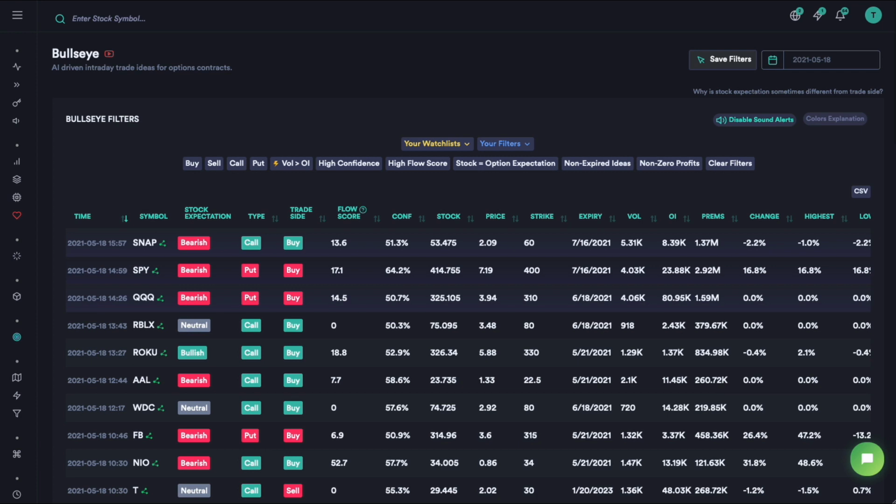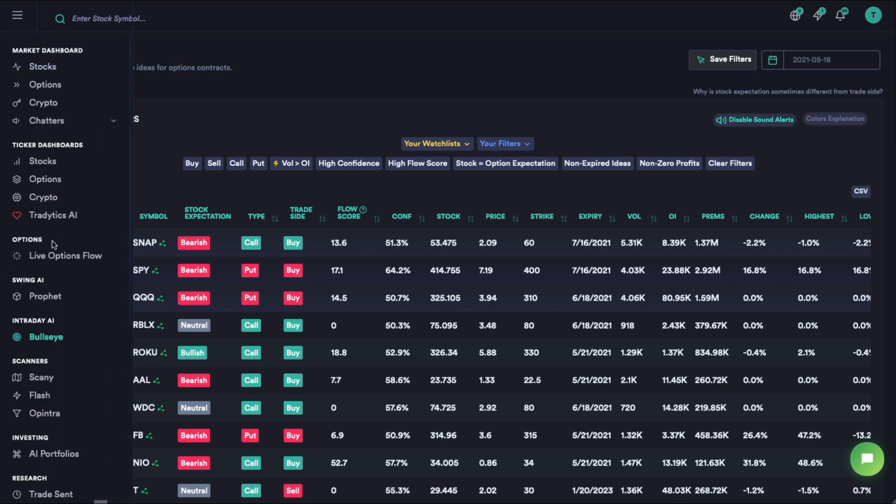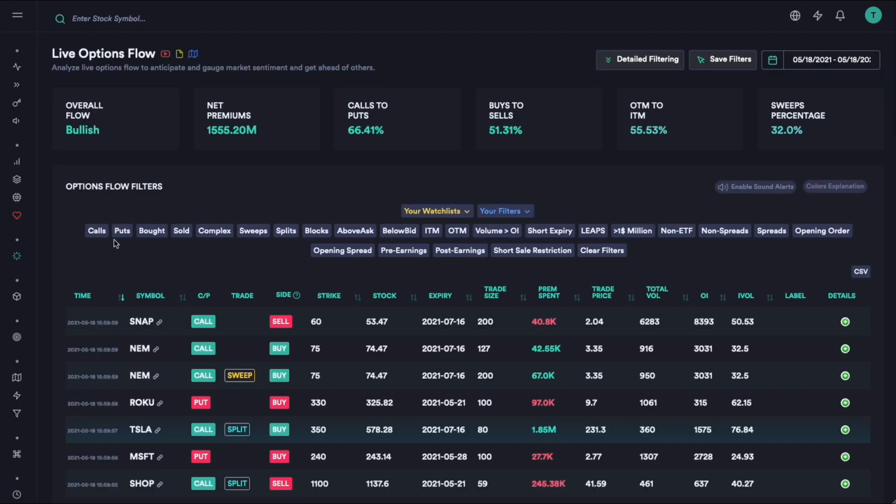So I'm hoping everyone is familiar with the tool, but for those who are not, this is our intraday signals tool. It looks at the data from live options flow, and since this data is live, every 5 to 10 minutes it looks at all the data that has come up till now in the market, and it tries to see if there are any signals out of that data.